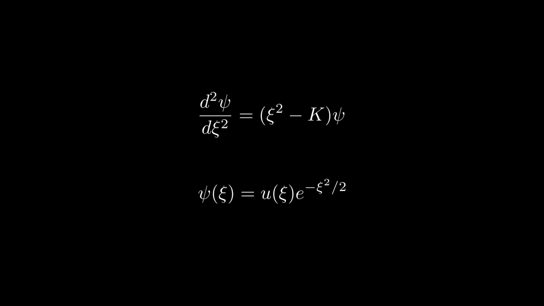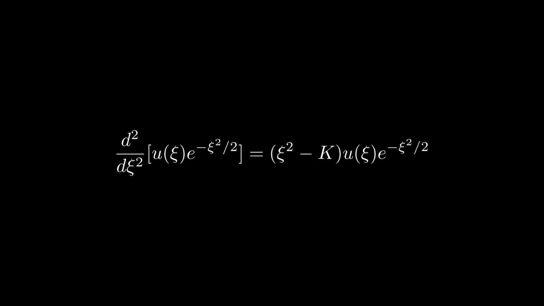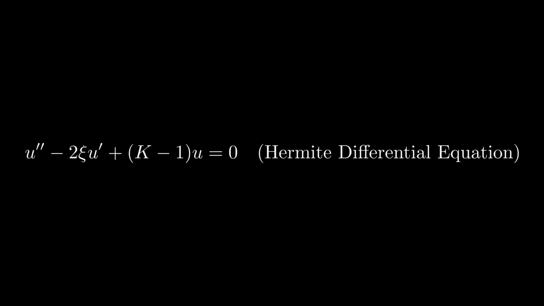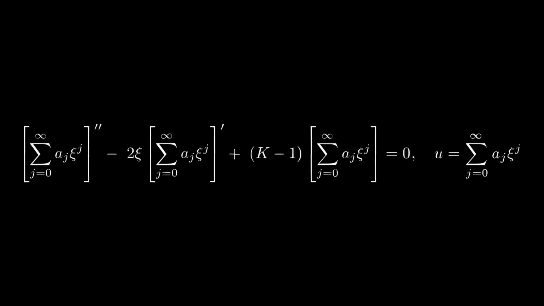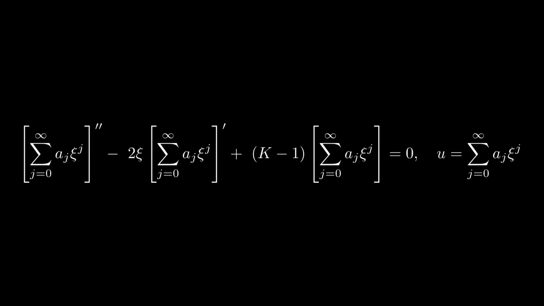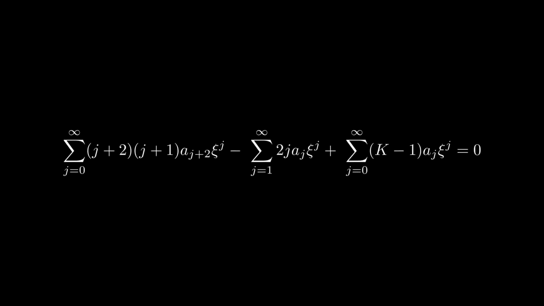If we then substitute this expression for the solution into the ODE and simplify, we get the following ODE, which is known as a Hermite differential equation, whose solutions, as you might expect based on the name, take the form of Hermite polynomials. To show this, we use the power series method, where we set u equal to some power series and then solve for the coefficients as follows.